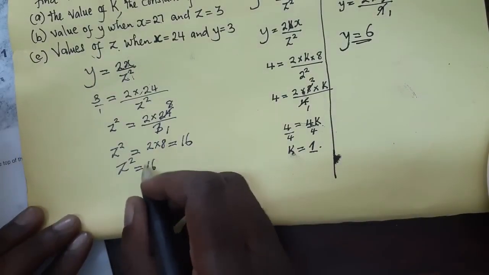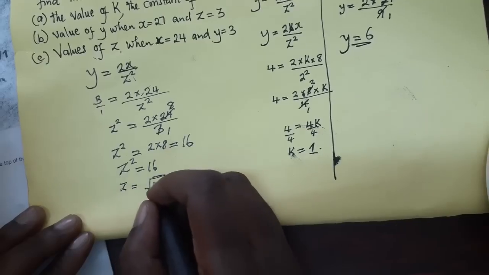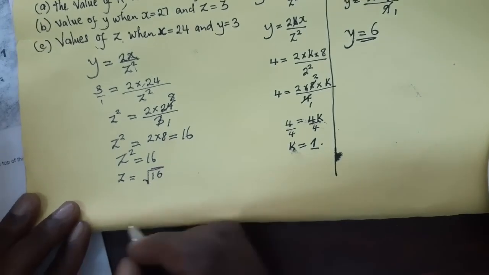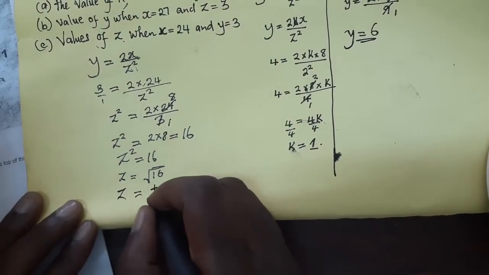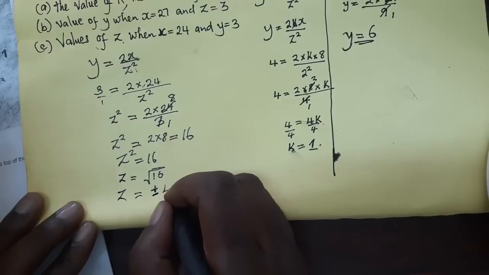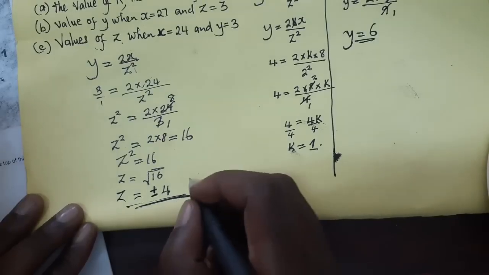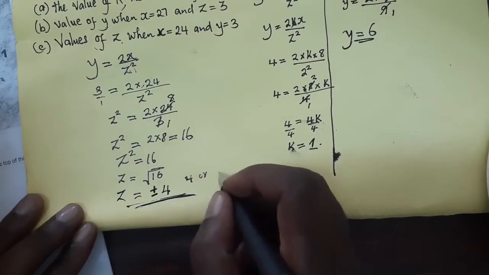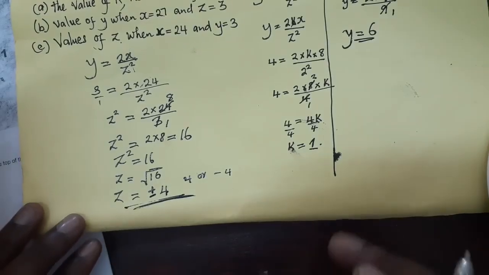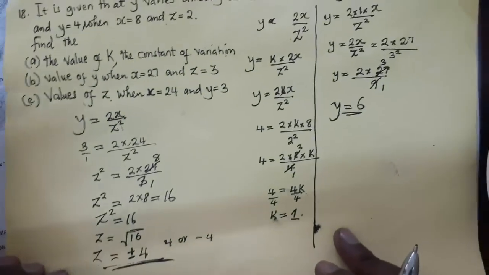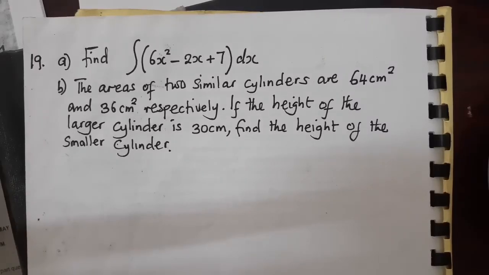Now we want to find the value of z. So we're going to say z is equals to the square root of 16. Therefore, z is equals to positive or negative 4. It's going to have two values. Okay? 4 or negative 4. All right. That is what we're going to have as our answer. So let's go to question 19. Okay, so we come to question 19.